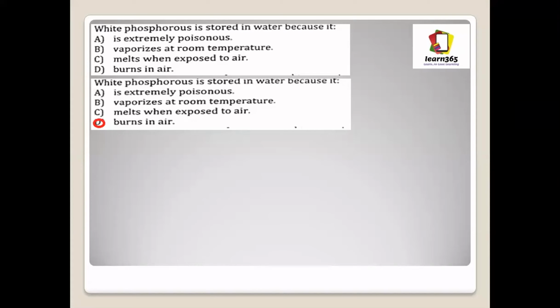Yes, it is stored in water. That's right, guys. Why? Because it is highly reactive, and it is insoluble in water. It is very toxic. That is why they store it underwater, because it burns in air. Now, moving on to the next question.